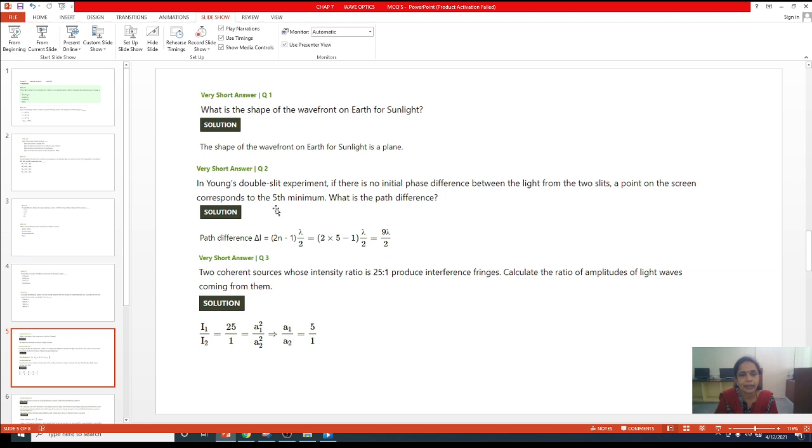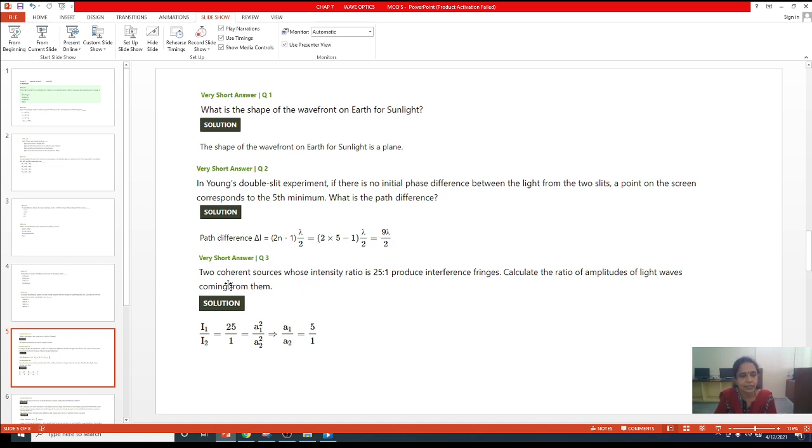Okay, here the dark band is the fifth dark band, therefore put the value of n: 2 into 5 minus 1, into lambda by 2, therefore it becomes 9 lambda by 2.